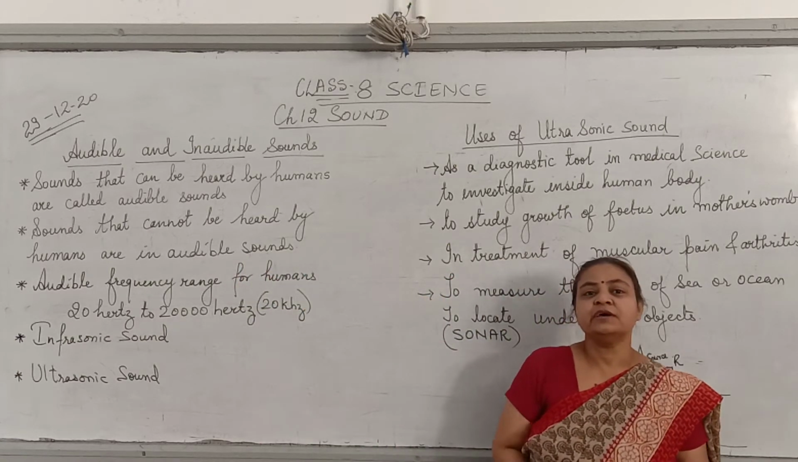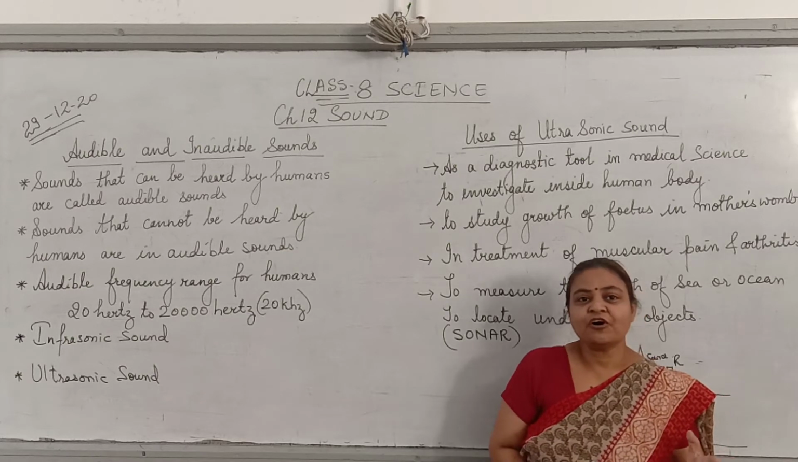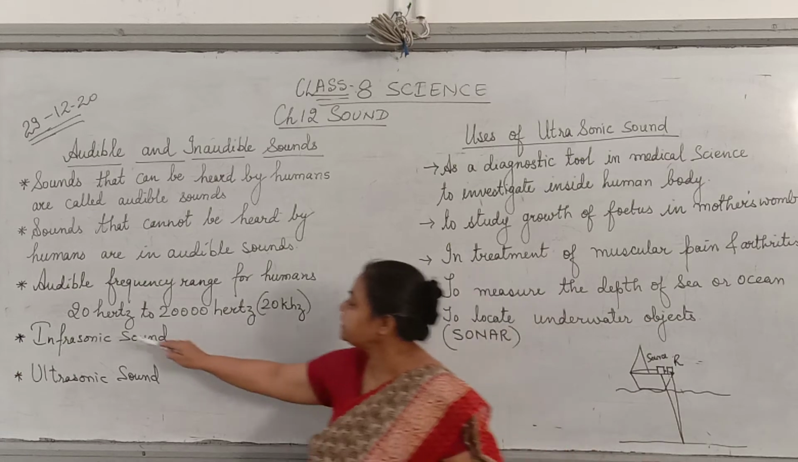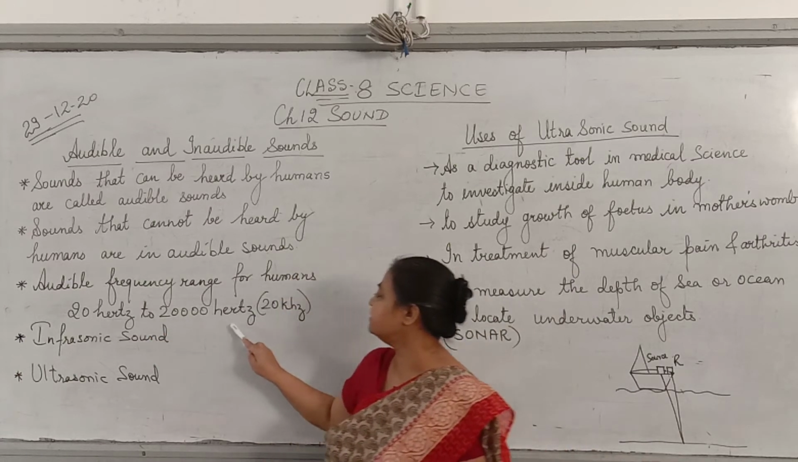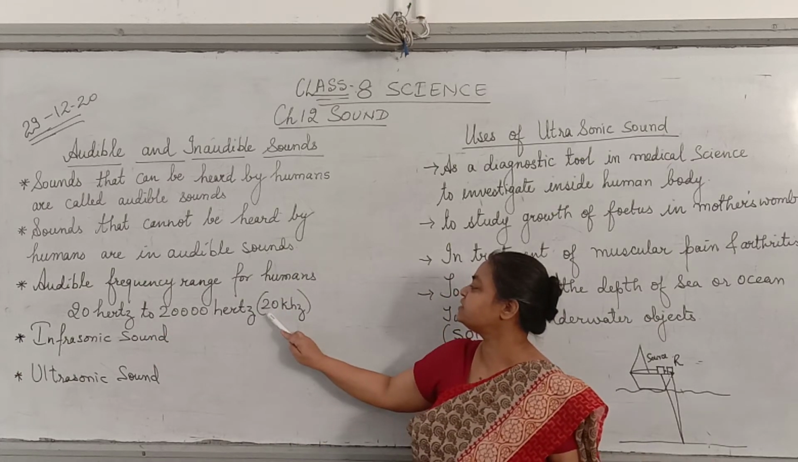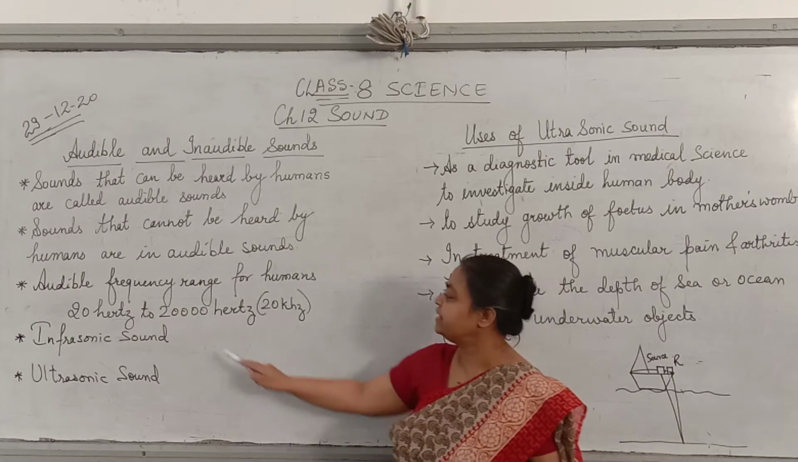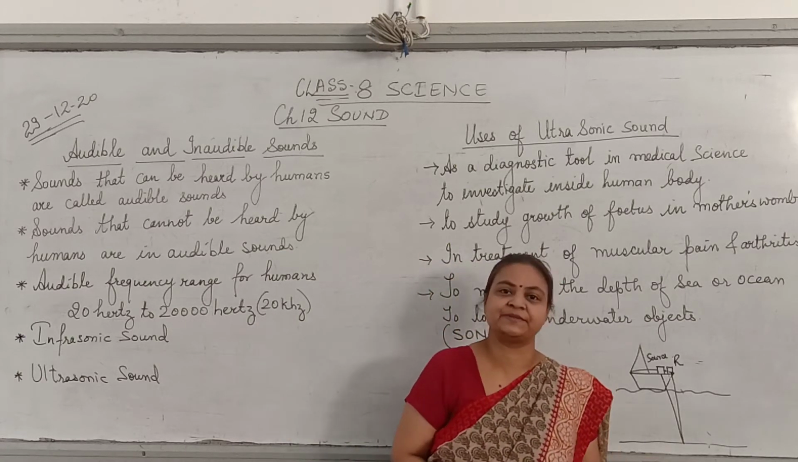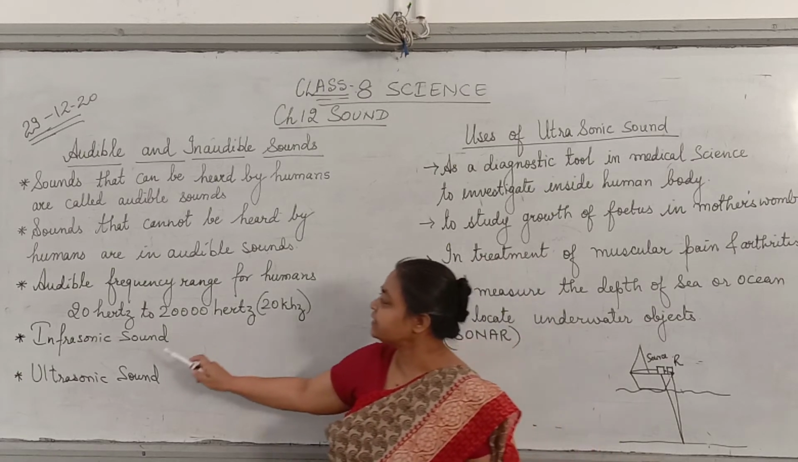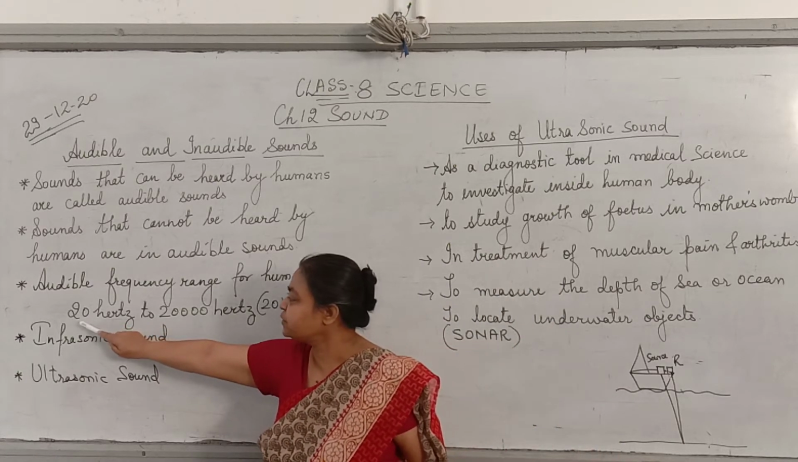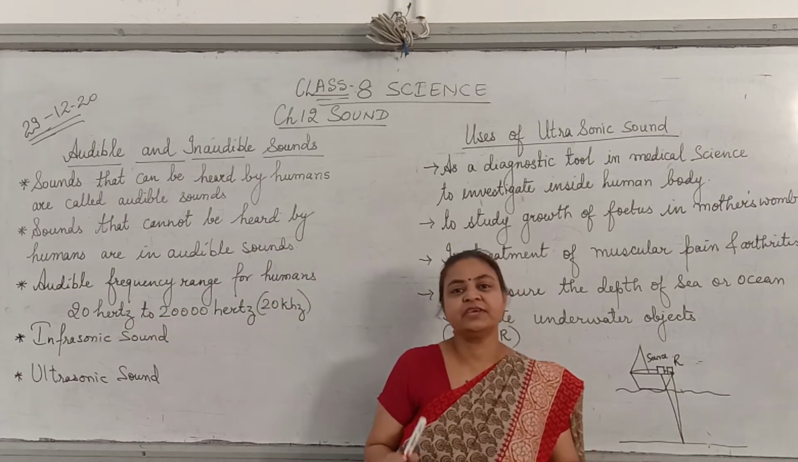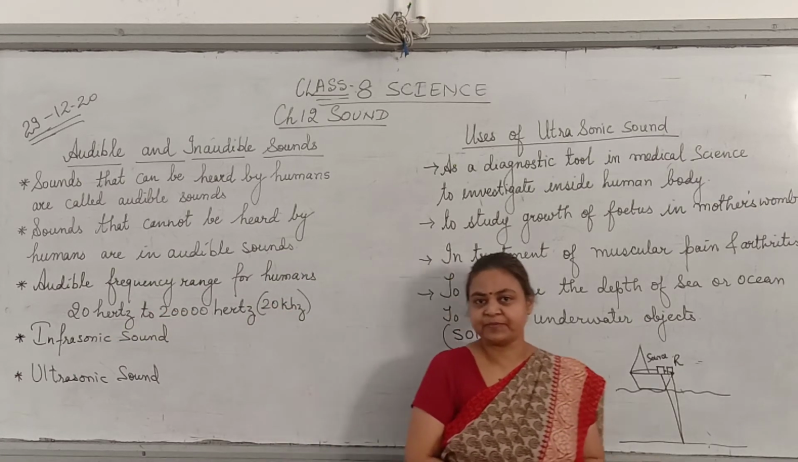Okay. So there is a range of audible frequency for human beings. That range is 20 Hz to 20,000 Hz, or we can also call this 20 kilohertz. 20,000 can also be written as 20 kilohertz. So we can hear the frequencies which are between this. From 20 to 20,000 Hz, we can listen to these frequencies.